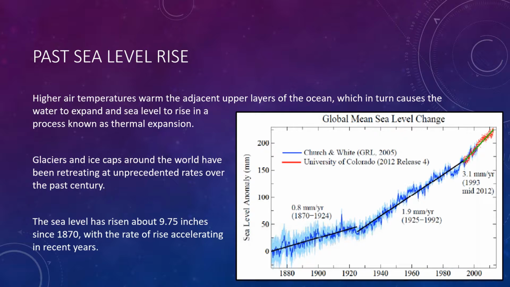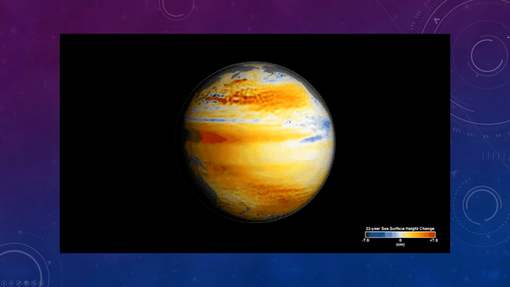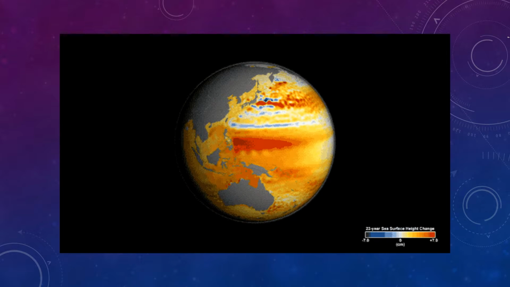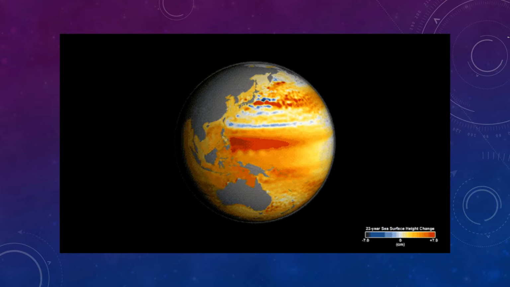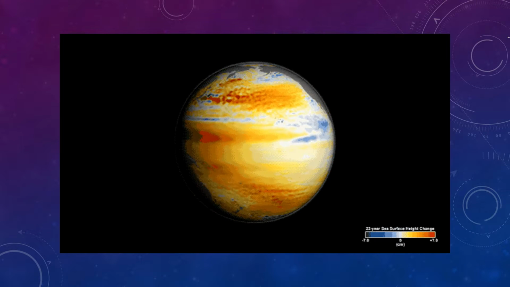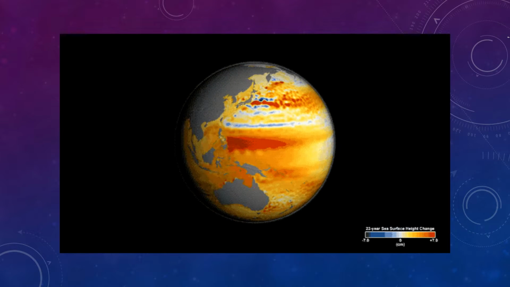So, as you can see here, we can see this acceleration. This shows sea level anomaly, which is showing the rise over the years. And it's been rising the entire time, but not only that, it's been rising at an increasing rate. So 0.8 millimeters per year, then 1.9, then 3.1. So not only is sea level rising, but it's rising faster and faster. This graphic here, this animation, shows sea level rise. Since the 1880s, sea levels have risen by an average of 8 centimeters, 8 inches throughout the entire globe.